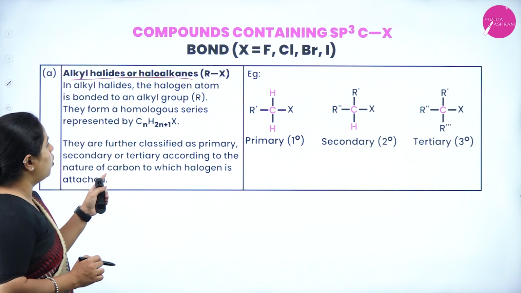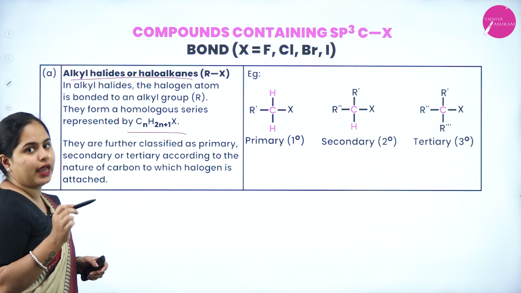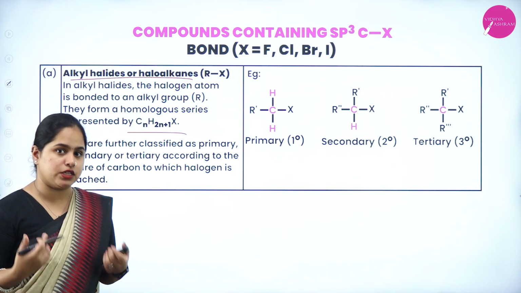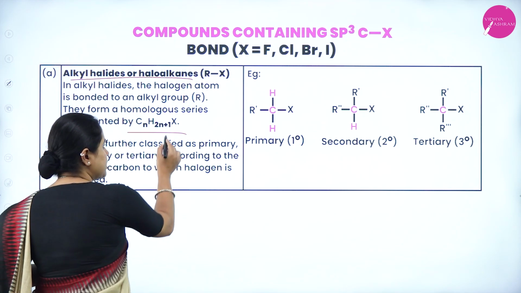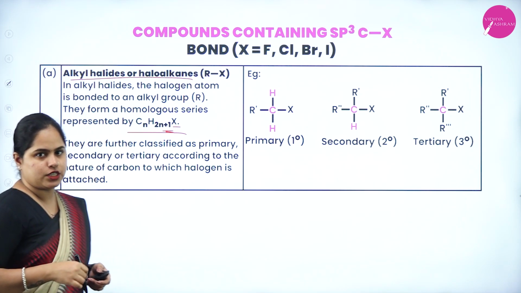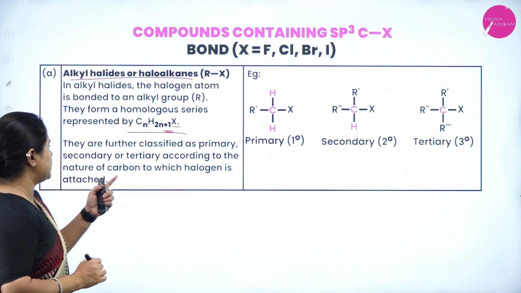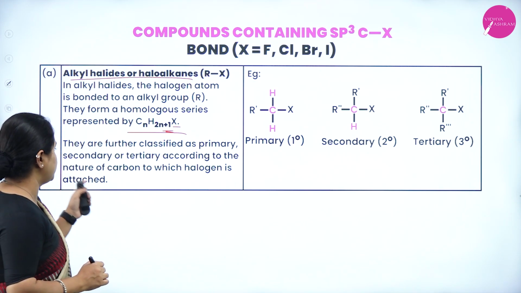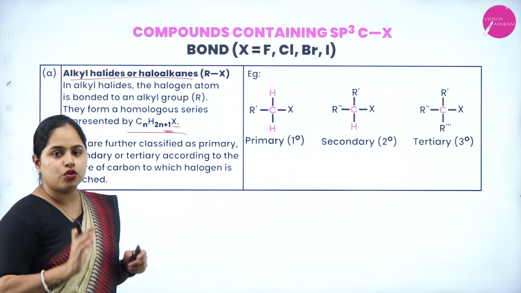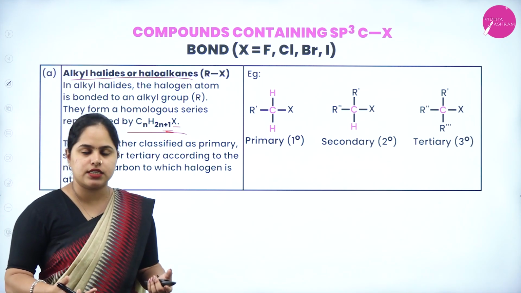They form a homologous series represented by CnH2n+1X. For alkane, we know the general formula is CnH2n+2. Here you can see it is +1 because instead of one hydrogen atom, there is a halogen atom present. So this is also a homologous series. They are further classified as primary, secondary or tertiary according to the nature of carbon to which the halogen is attached. So the first classification is alkyl halides or haloalkanes, which we were discussing till now, right?